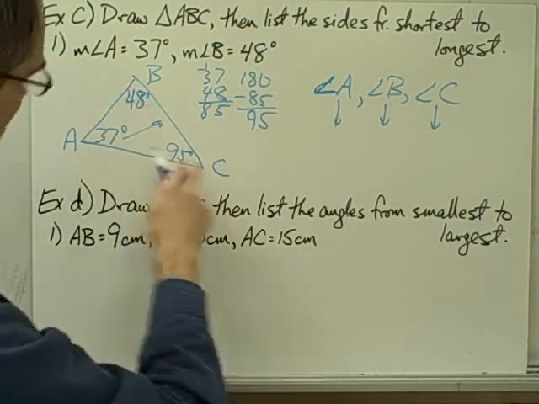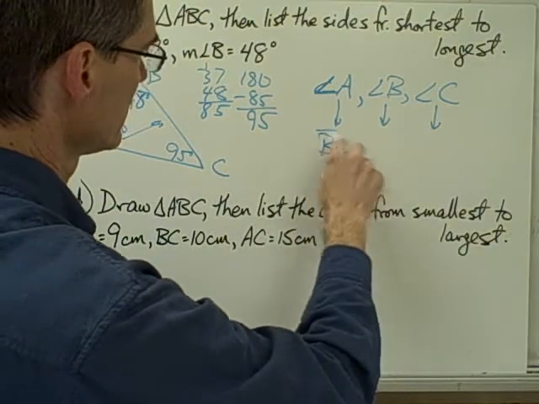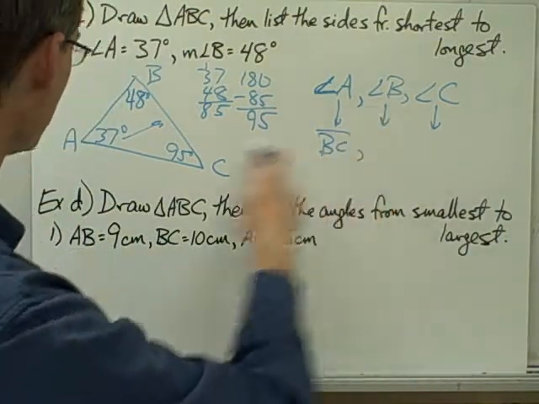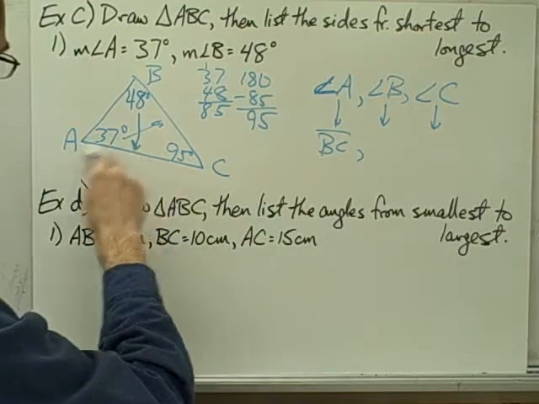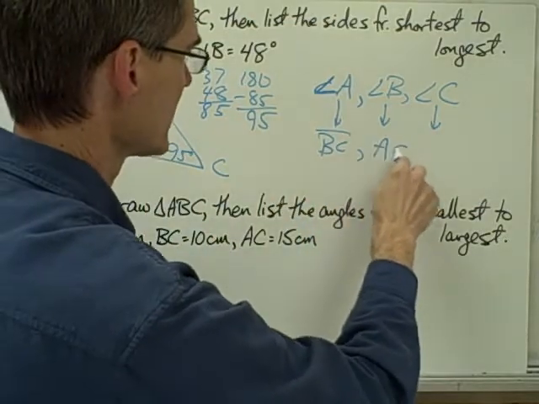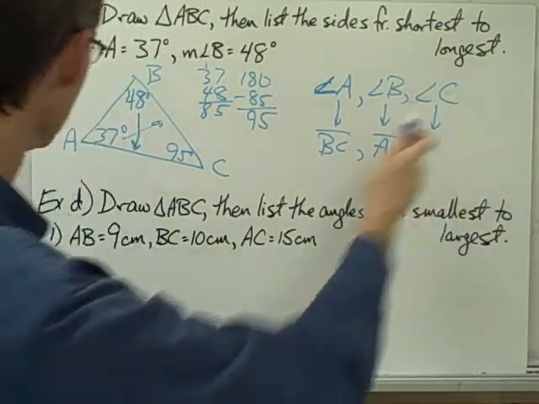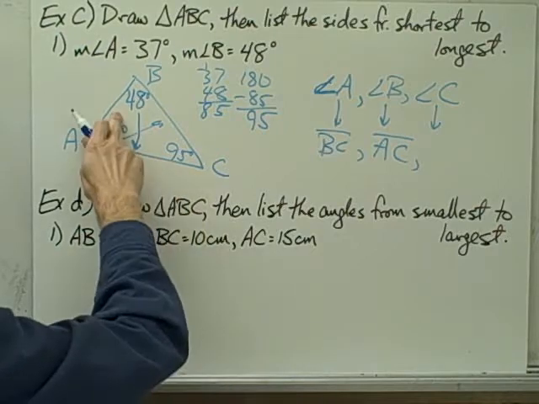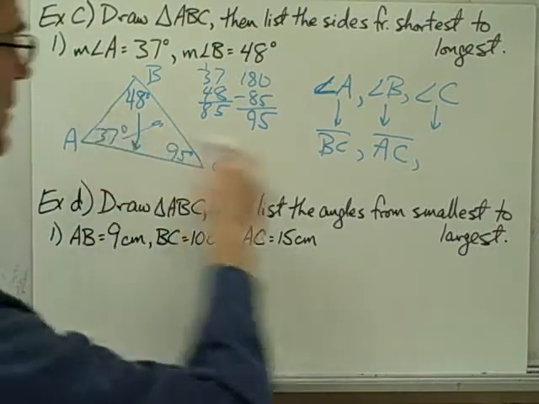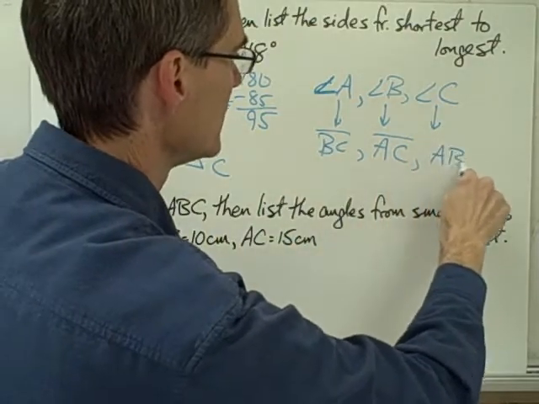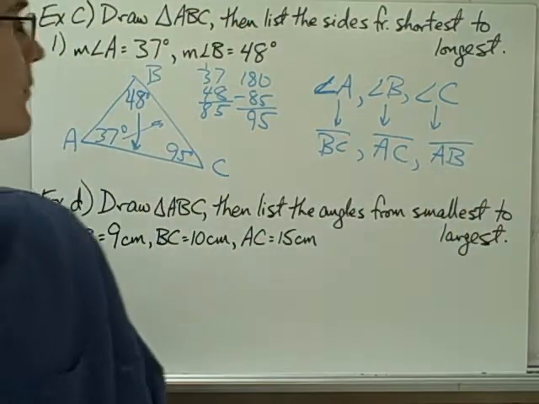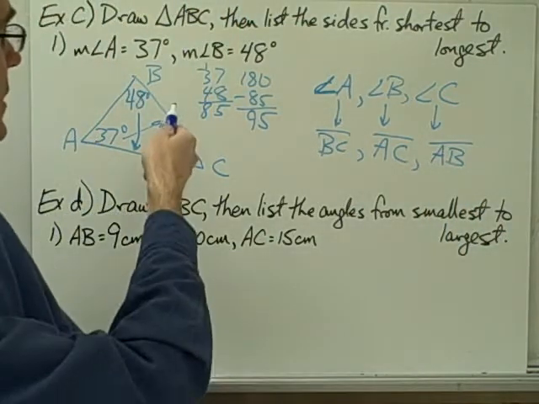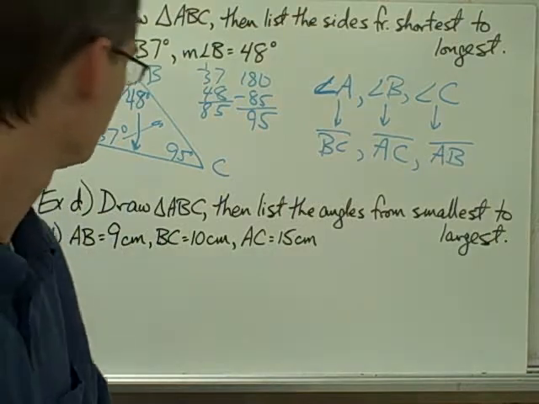So therefore my sides, the shortest side is going to be opposite the smallest angle. So my shortest side is going to be side BC. My medium side is opposite my medium angle, so that's going to be side AC. And my largest side is going to be opposite my largest angle, so that's going to be side AB. And now you have some other examples like this one. I'm going to let you finish those.